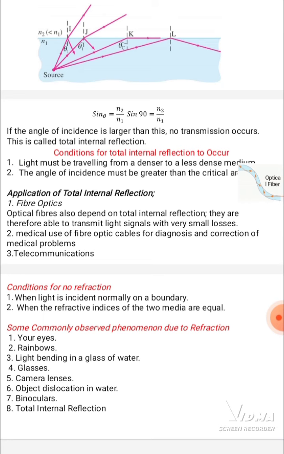Are there applications for total internal reflection? Yes, there are many. We have given a few here. Optical fibers depend on total internal reflection to transmit light signals with very small losses. They are used in telecommunications, and of course in medicine as well, for correction of medical problems.